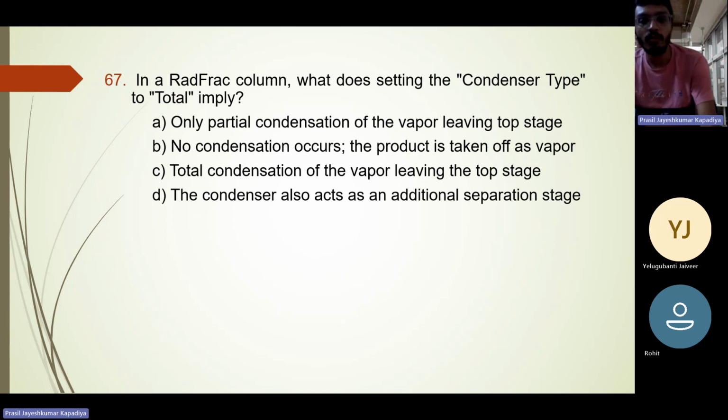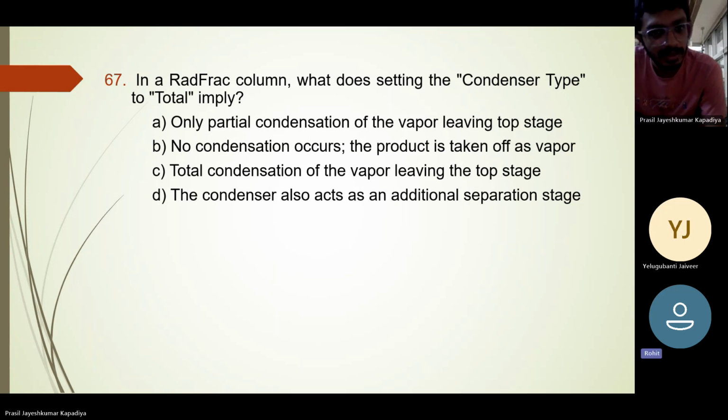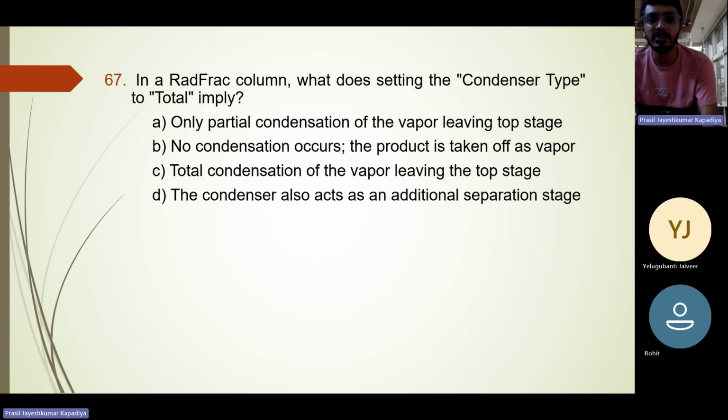In a RadFrac column, what does setting the condenser type to total imply? Is it only partial condensation? Sorry. Total condensation of vapor leaving the top stage. Yeah, so it will be completely converting it into liquid. Total means completely condensing.